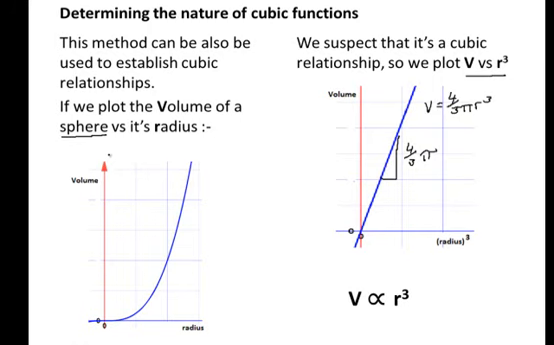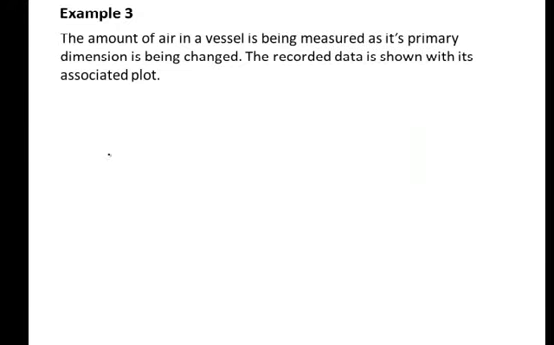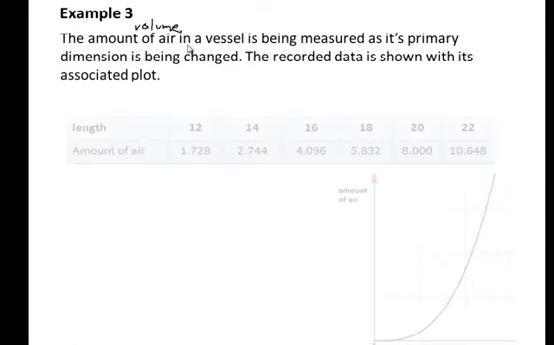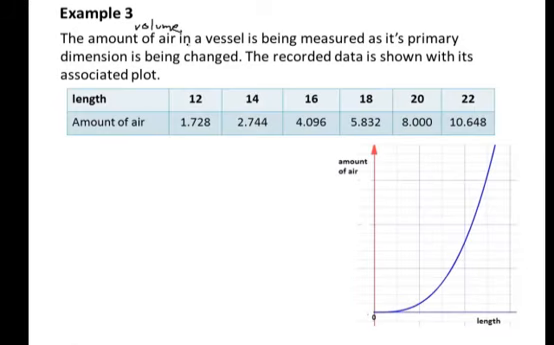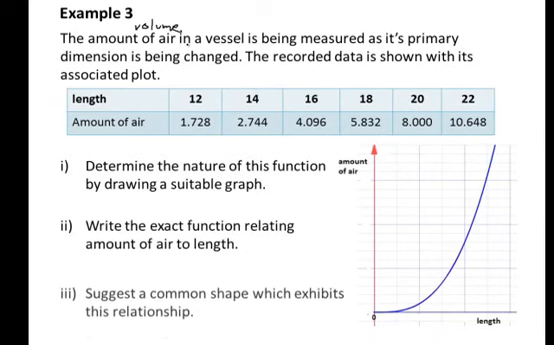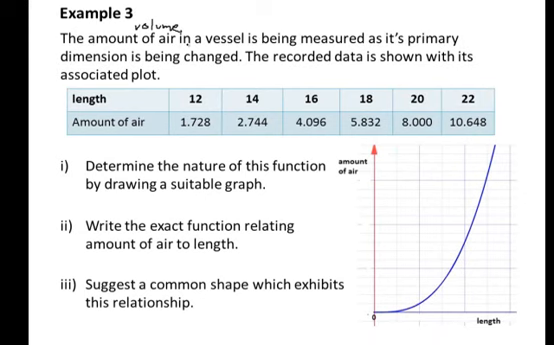So again, as before, we'll just take a look at an example worked out in full. So the amount of air in a vessel, again guys, the wording is quite vague. So hopefully the word volume would be suggested there. Here's our recorded data and associated plot. And same questions as in the previous example. The main thing here though guys is that we suspect the relationship is cubic. V is proportional to L cubed.